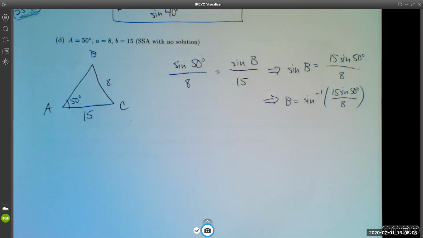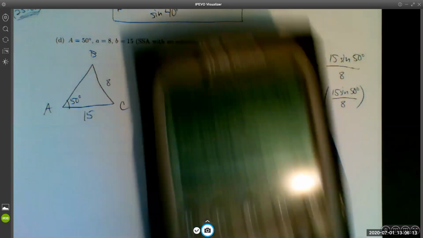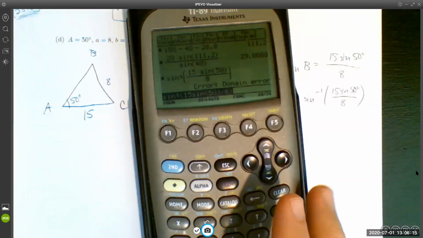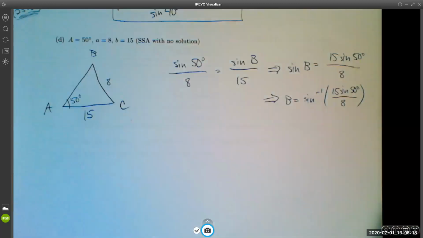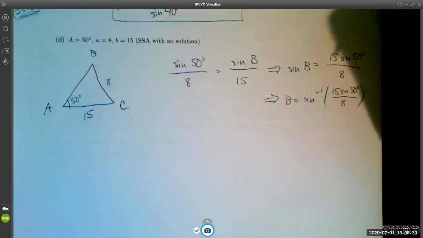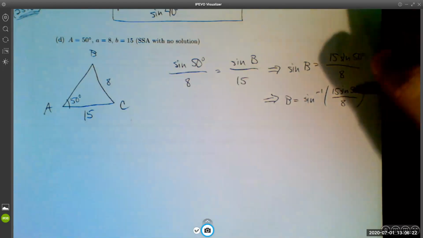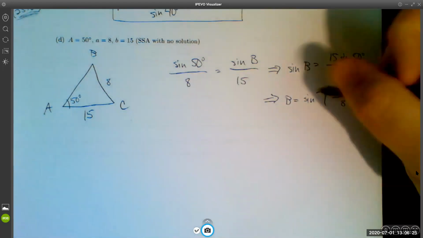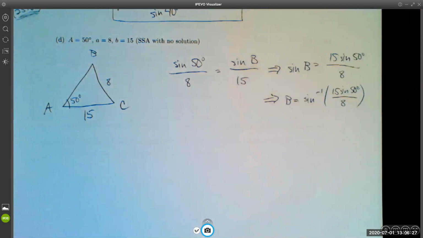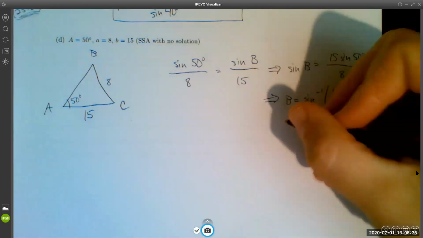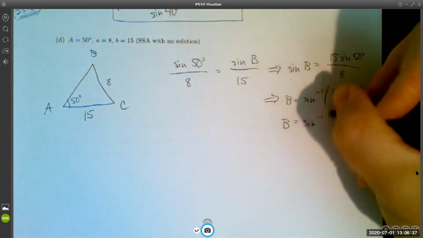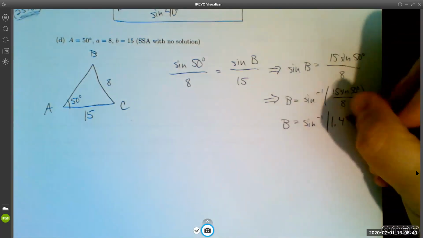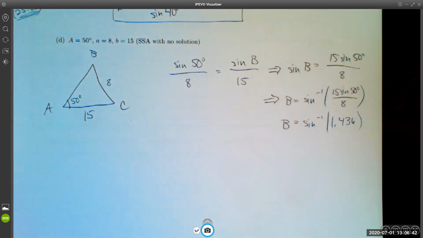And what you get, if your calculator is anything like mine, says error, domain error. Or yours might just say error or undefined or something like that. Well, let's see why. Let's forget about taking sine inverse for now. Let's just do 15 sine 50 over 8. So this would be sine inverse of 1.436 and some change, okay?